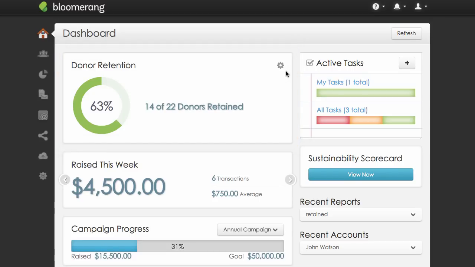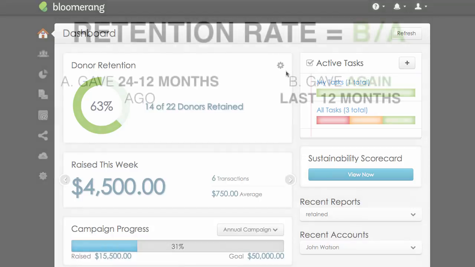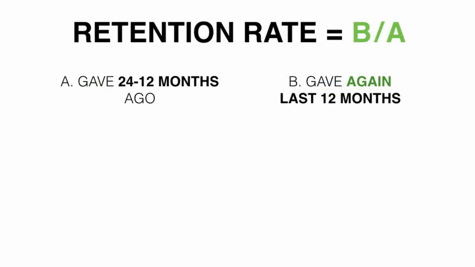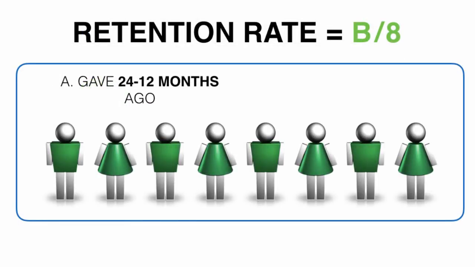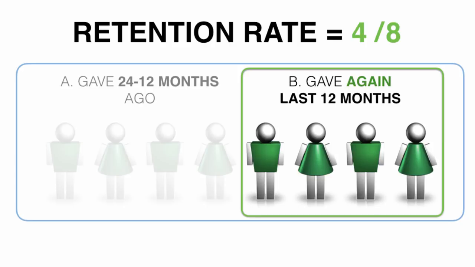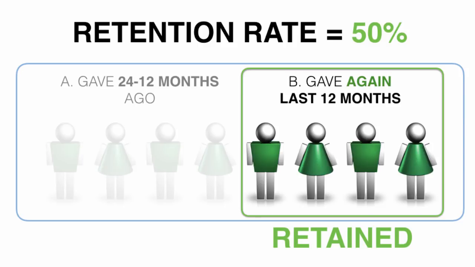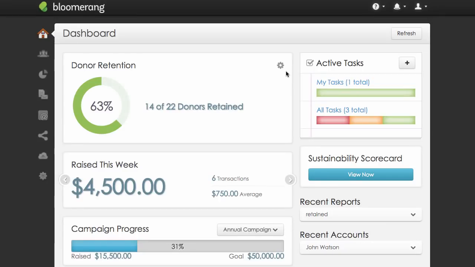How is the retention rate figured? The retention rate looks at the past 2 years. The first piece is how many people gave 24 to 12 months ago. The second piece is how many of those people gave again in the past 12 months. People who gave again are retained donors. This time period updates daily, and so does the donor retention wheel.